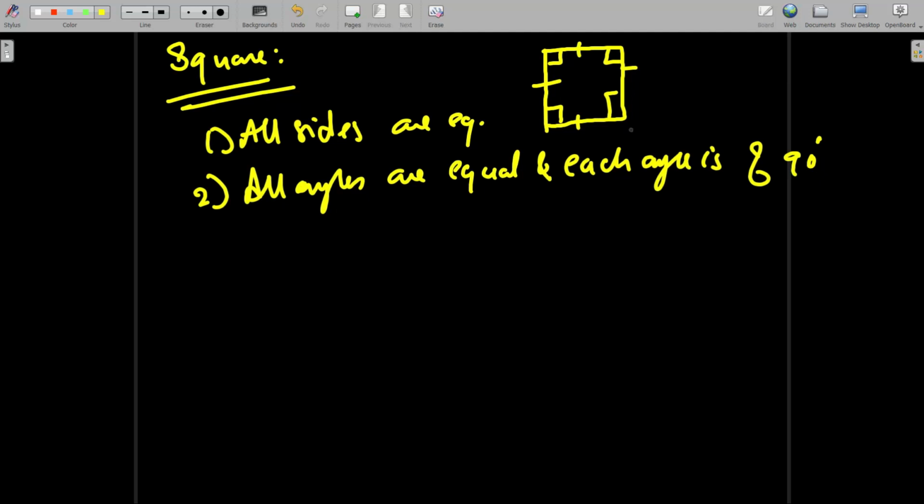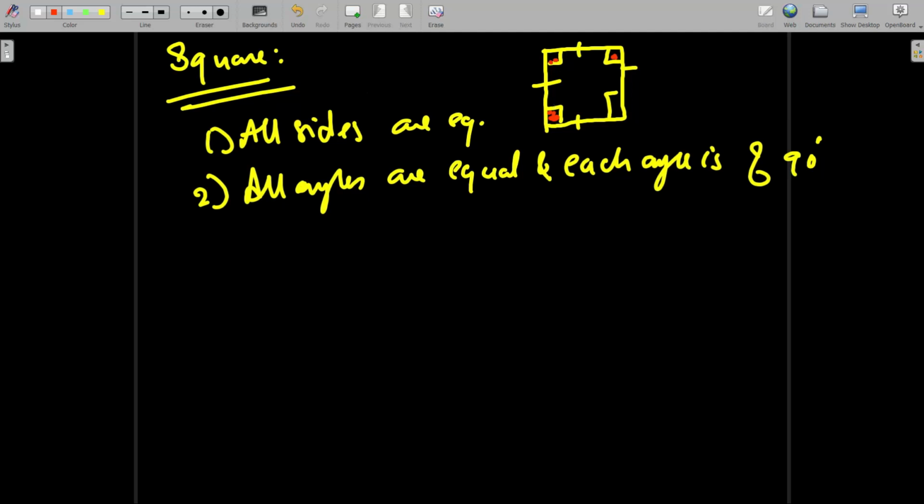Now again, if we consider the opposite angles, we can say that the opposite angles of a square are equal, or the sum of opposite angles of a square is 180, and the adjacent angles are equal and the sum of adjacent angles is again 180. So this is just to remember its basic property.